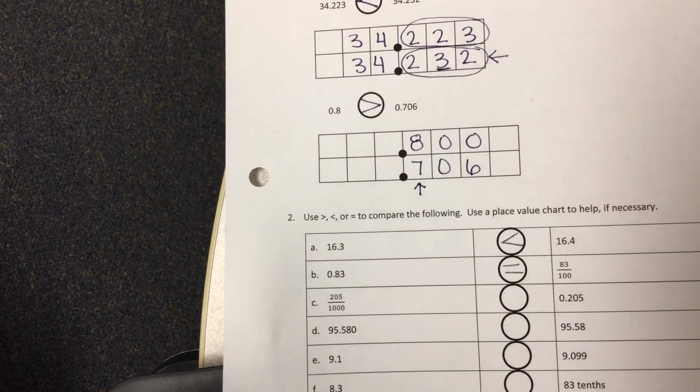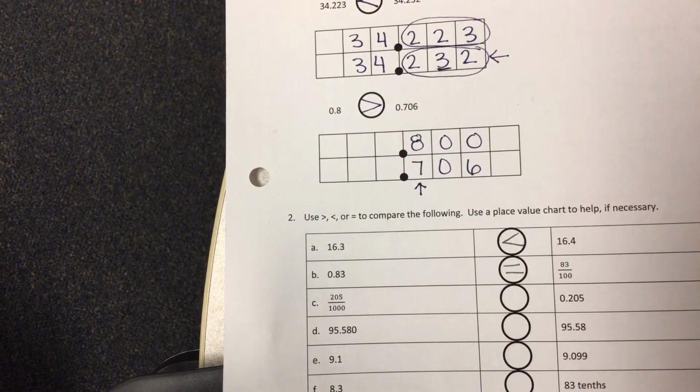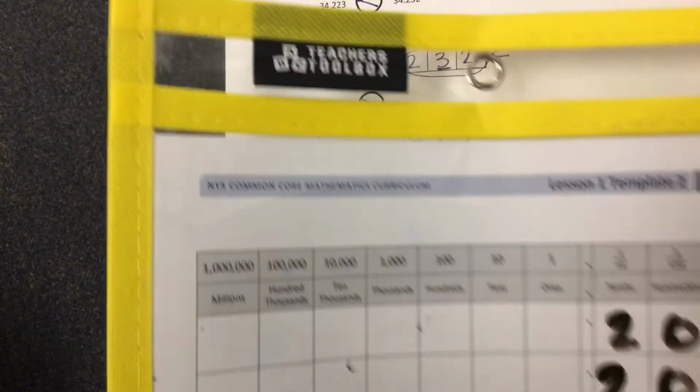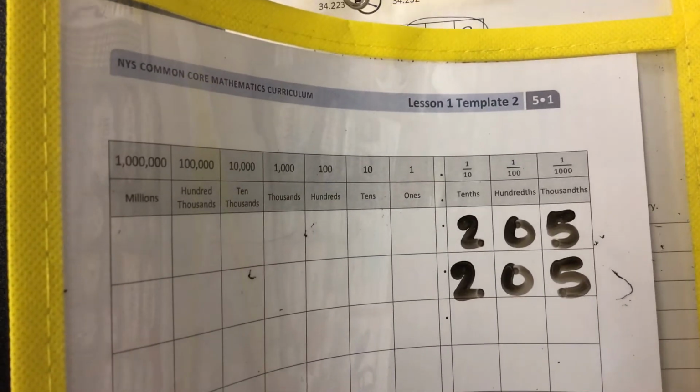Okay. Let's take a look at the next one, and remember, off screen I am writing this on the place value chart so you can see it. So I have 205 thousandths, that was in the fraction form, and then over here I have 205 thousandths again. And look at that. That is equal again. So we're going to go ahead and put equal to.